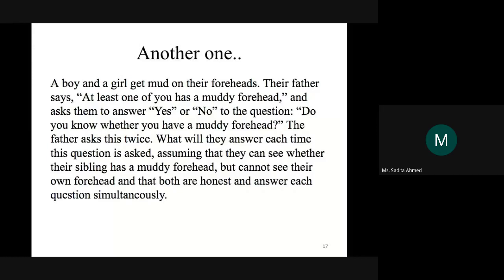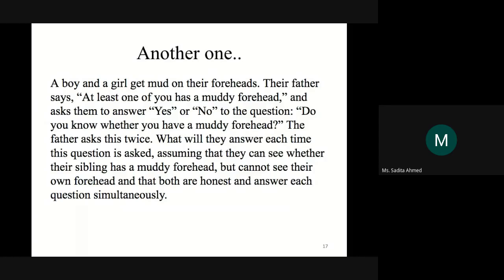Now we have a new scenario, a new puzzle. So here we have two kids, a boy and a girl, who get mud on their foreheads. Let's say they're playing outside and they get mud on their foreheads. They come indoors, their dad sees them, and the dad tells them at least one of you has a muddy forehead.